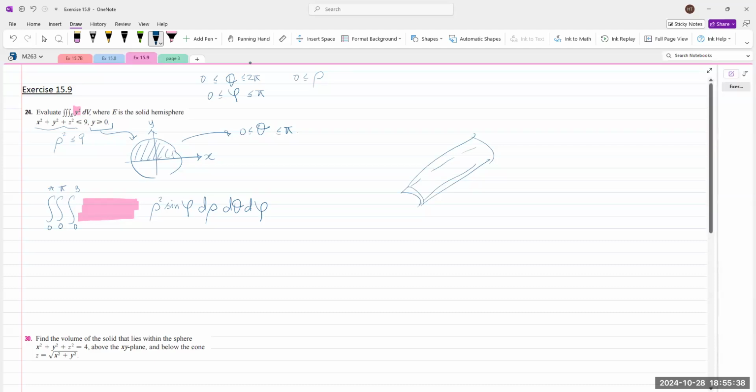I forgot. So this is d rho, this is rho d phi, and this will be rho sine phi d theta. Oh yeah, rho squared. Okay, and the y will be, I wonder what's the y.